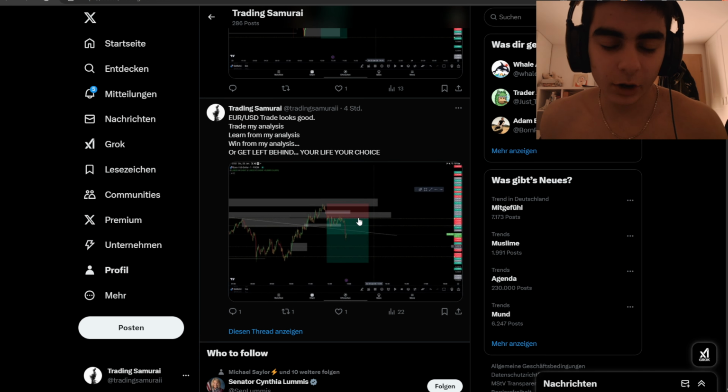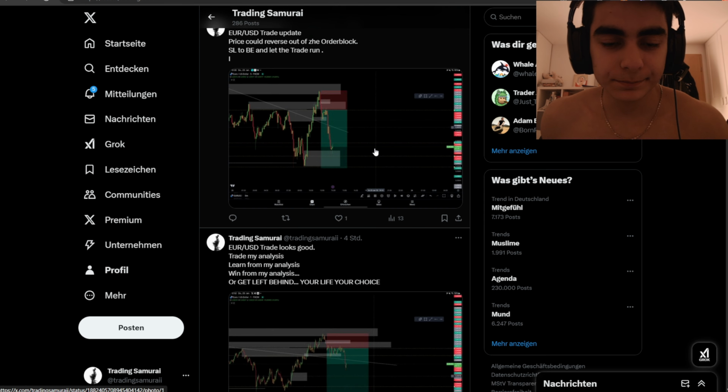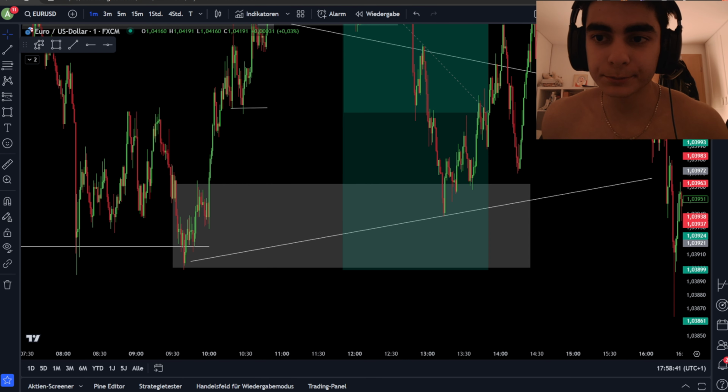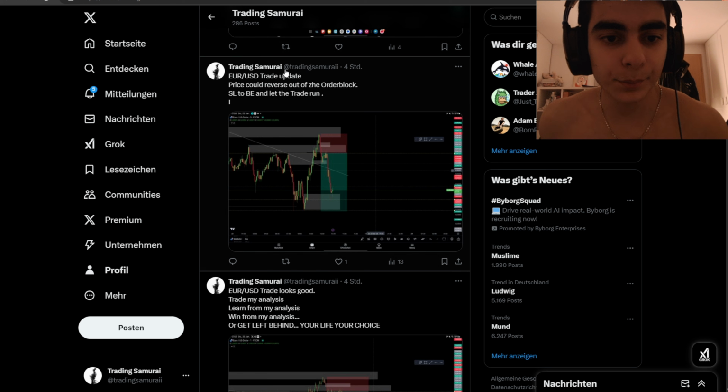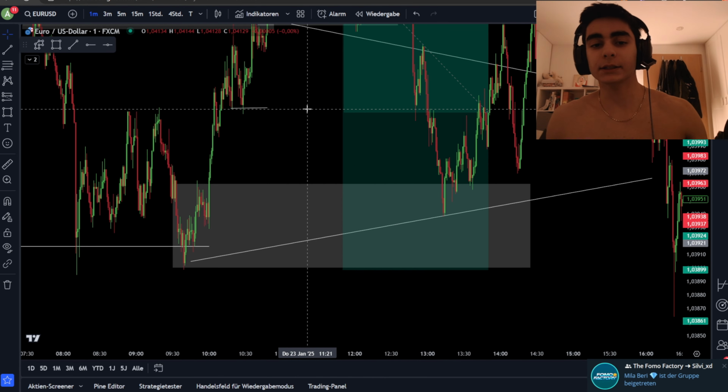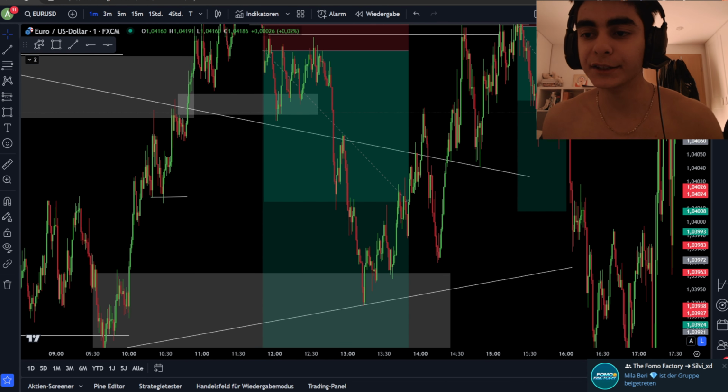And here I always update on my trades, and that's basically when price came back into this order block I've marked out right here. I said price could reverse out of the order block, stop loss to break even, and let the trade run. That's basically what I did. Put my stop loss to break even.